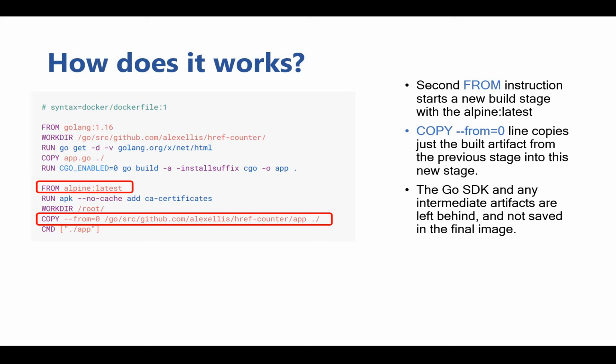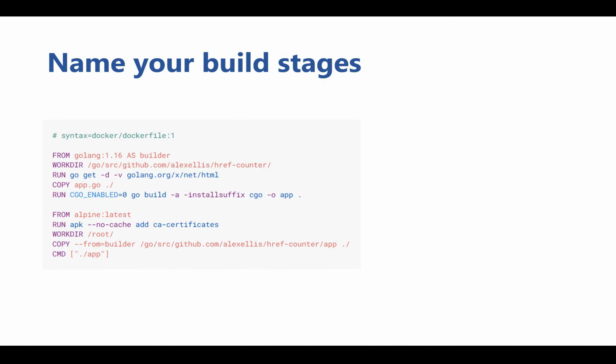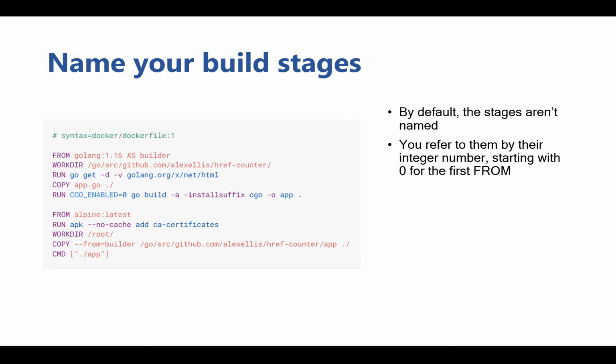To make it a little bit better, rather than using from zero, we can name the stages. Once you name the stages, it will be easier for you to tell from which stage you want to copy which one. By default, the stages are unnamed, so that's why we refer by the integer number starting from zero. In the last case you saw copy from zero, right?